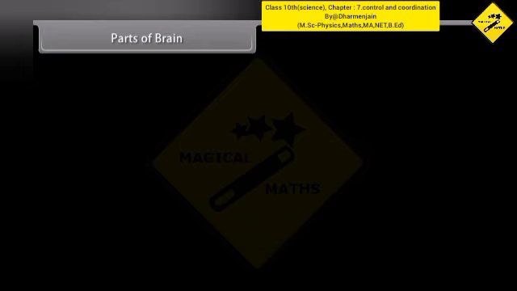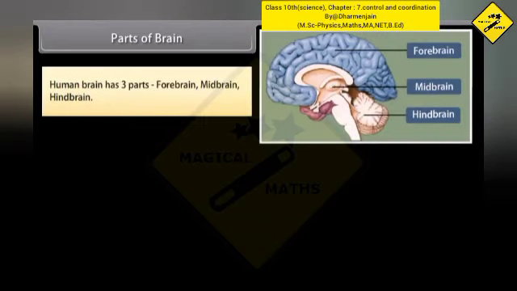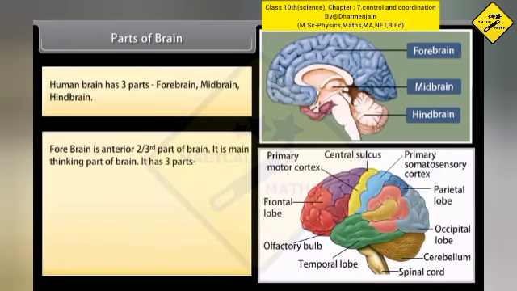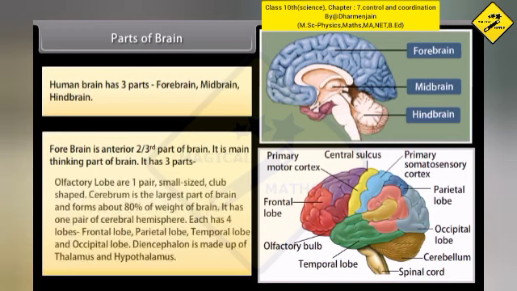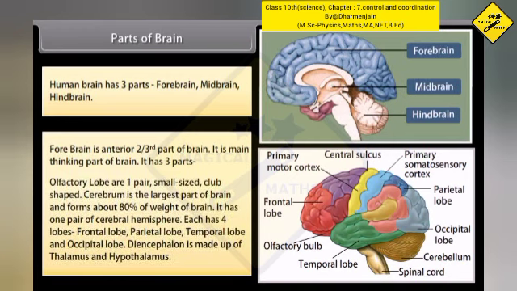Parts of the brain. The human brain has three parts: forebrain, midbrain, and hindbrain. The forebrain is the anterior two-third part of the brain. It is the main thinking part of the brain. It has three parts. Olfactory lobes are one pair, small-sized, club-shaped. The cerebrum is the largest part of the brain and forms about 80% of its weight. It has one pair of cerebral hemispheres. Each has four lobes: frontal lobe, parietal lobe, temporal lobe, and occipital lobe.